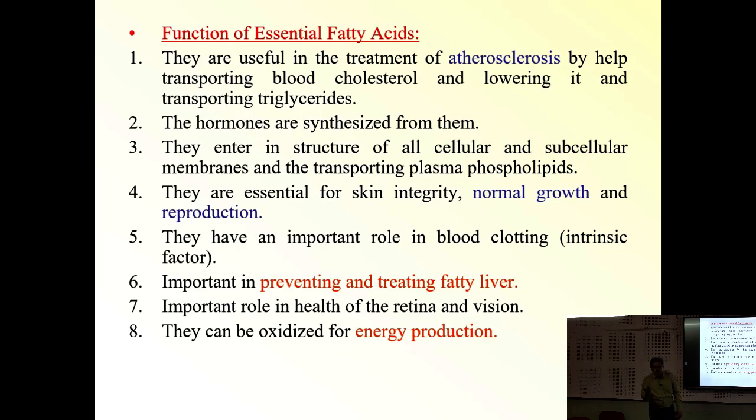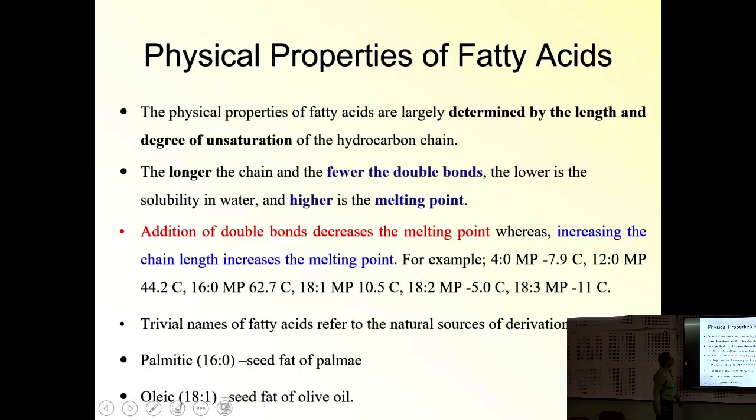It also has properties of oxidation. So you have to remember that it can also be asked in the examination: what is meant by essential fatty acid, describe their functions and properties too. So I will give you the physical properties of fatty acids.